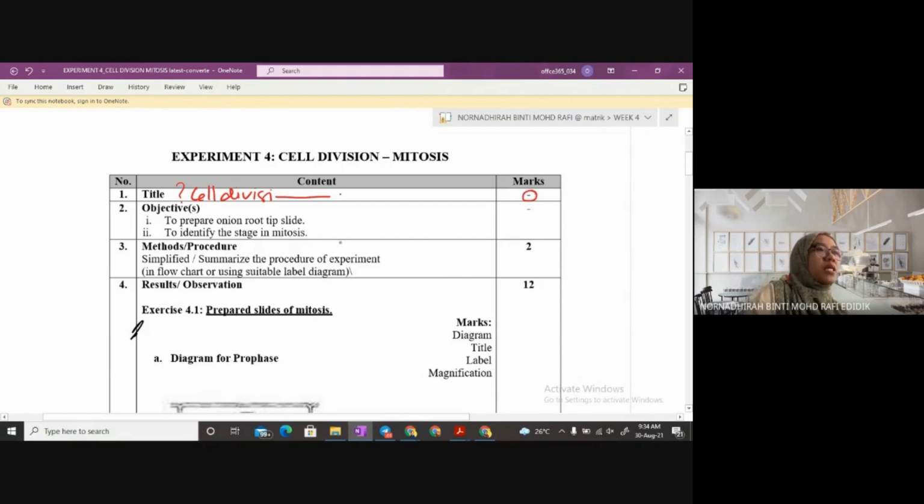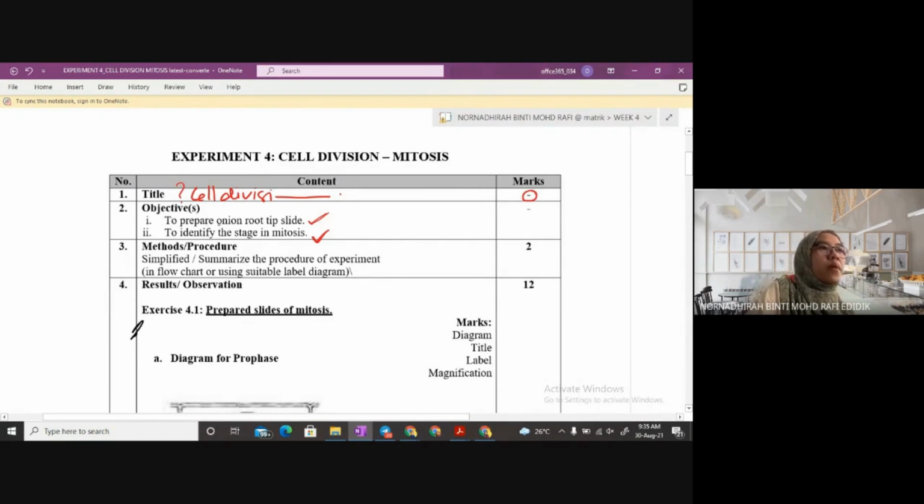And then for the objective, there should be two objectives. The first one is you have to prepare onion root tip slide. And then you need to identify the stages in mitosis. Remember, every time you write down objective, you should understand the objective, because you have to make conclusion. You have to draw conclusion based on the objective. So make sure awak bila baca, awak tahu objektif tu dan awak tahu how to answer.